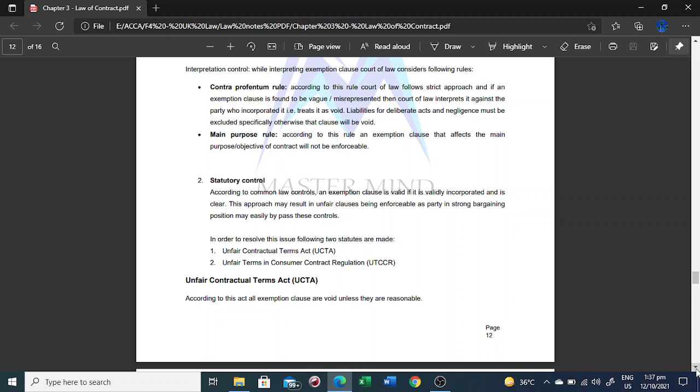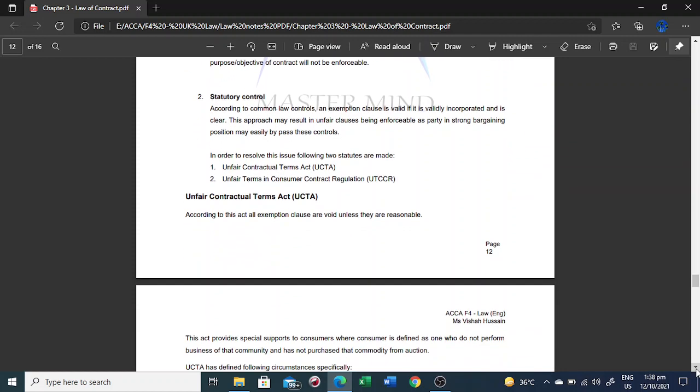Main purpose rule. As per this rule, an exemption clause that affects the main objective of the contract will not be enforceable. As long as that exemption clause is increasing the liability of one party and decreasing the liability of the other party, but keeping in line with the purpose of the contract, that is fine. But if it is not keeping in line with the purpose of the contract, then it is not enforceable.